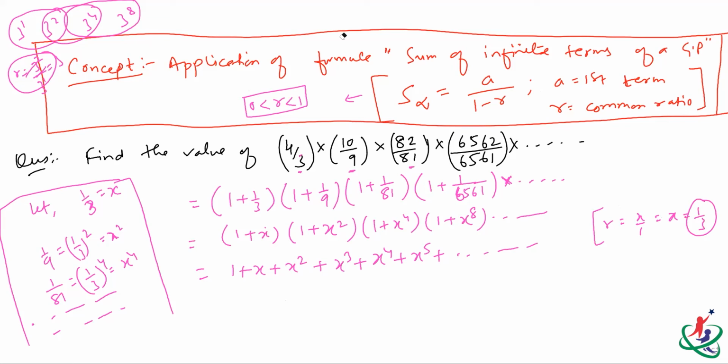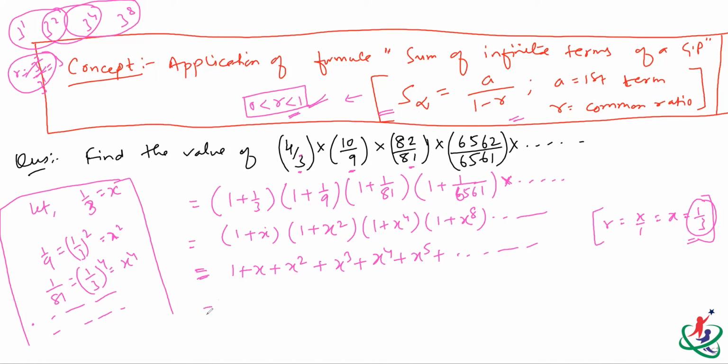I hope this is clear to you. Why we can apply this formula? Because now we can clearly observe that this is a GP series till infinity, and where our r is 1 upon 3, satisfying the condition. This formula is valid only when r lies between 0 to 1, that is a fraction. 0 to 1 means fraction, lies between, not equal to.